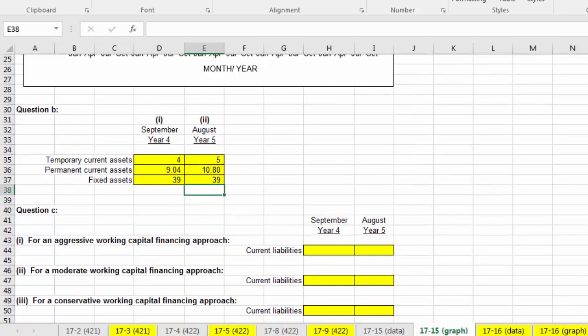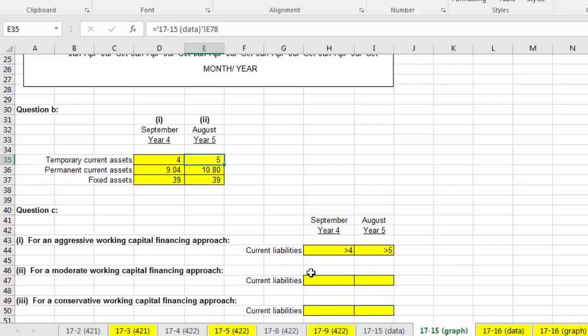Question C. Now calculate the levels of current liabilities in those months if the company followed 1, an aggressive working capital financing approach. Okay, so what would current liabilities be? If we're aggressive, we're financing all or more than all of our temporary current assets with current liabilities. So we don't know exactly how much, but we can write it in like this. It's going to be actually greater than 4. And here it's going to be greater than 5 because the value there was 5.